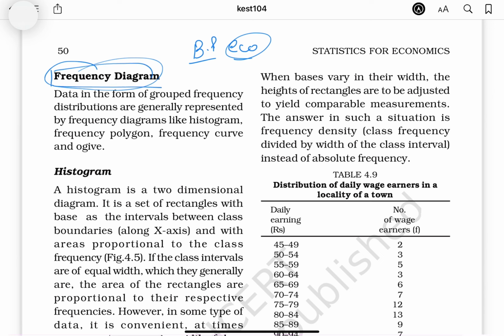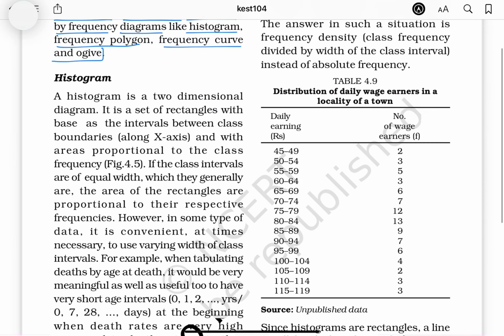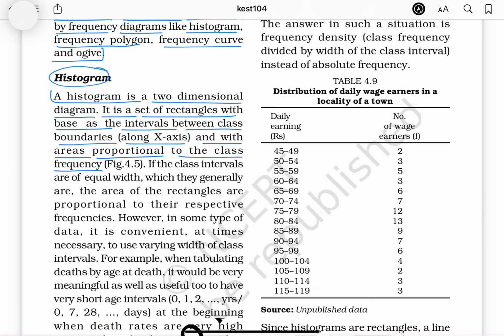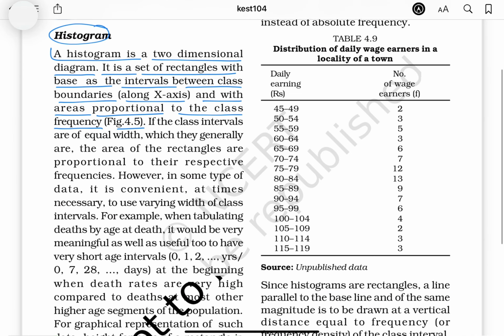We have completed the previous topic. Data in the form of grouped frequency distributions are generally represented by frequency diagrams like histogram, frequency polygon, frequency curve, and ogive. Histogram. A histogram is a two-dimensional diagram. It is a set of rectangles with bases being the intervals between class boundaries along the x-axis, and with areas proportional to the class frequency. Figure 4.5.